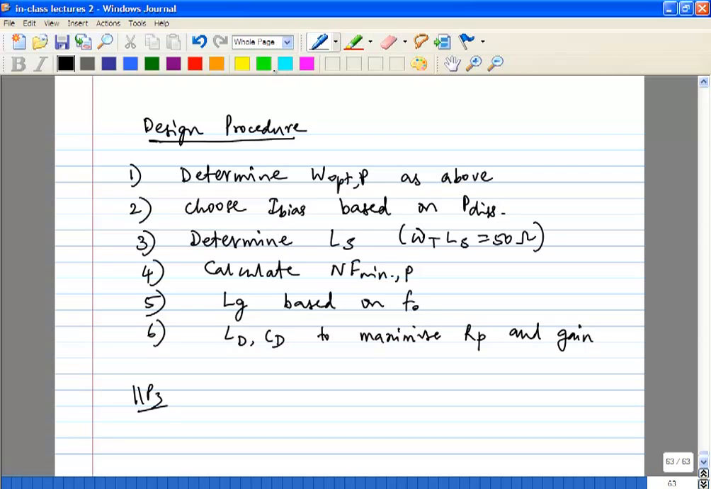Yes. Normally, if you go to a differential topology, did I have a homework problem on this? No, right? So what you'll find is, if you go to a differential topology, it actually gives you better linearity, but the noise figure is the same. It won't give you improvement there.